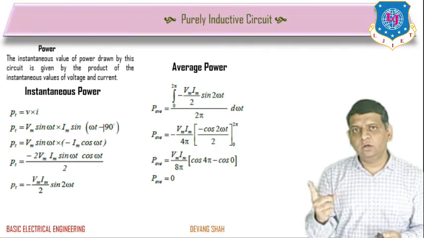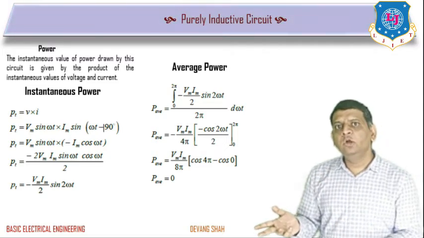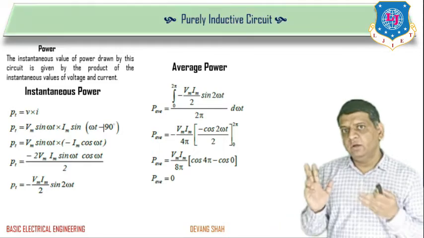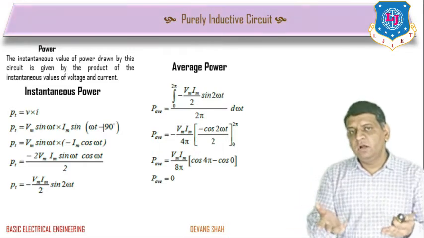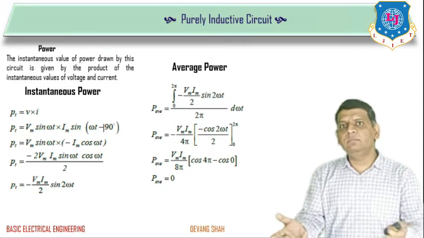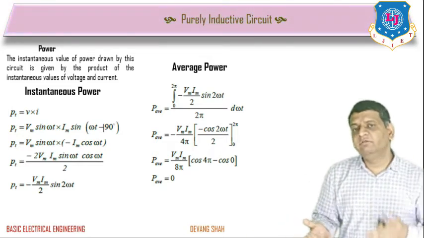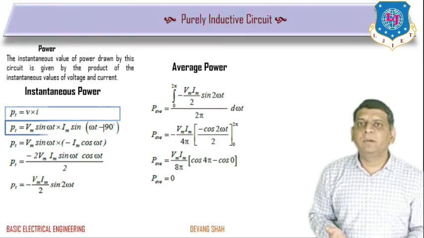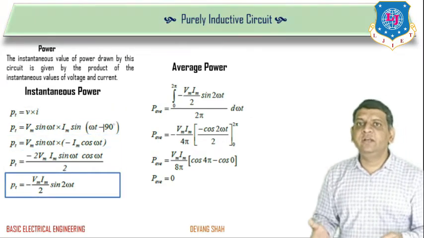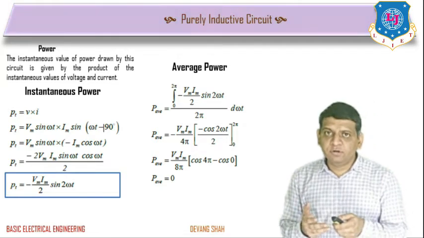There are two terms in that case. One term is a constant term, that is Vm Im by 2, and another term is Vm Im by 2 into cos omega t. Now that term is a fluctuating term. Here you get only a single term, and that single term is a fluctuating term. The equation of power p(t) here is equal to minus Vm into Im sin 2 omega t. Now this is a fluctuating term.